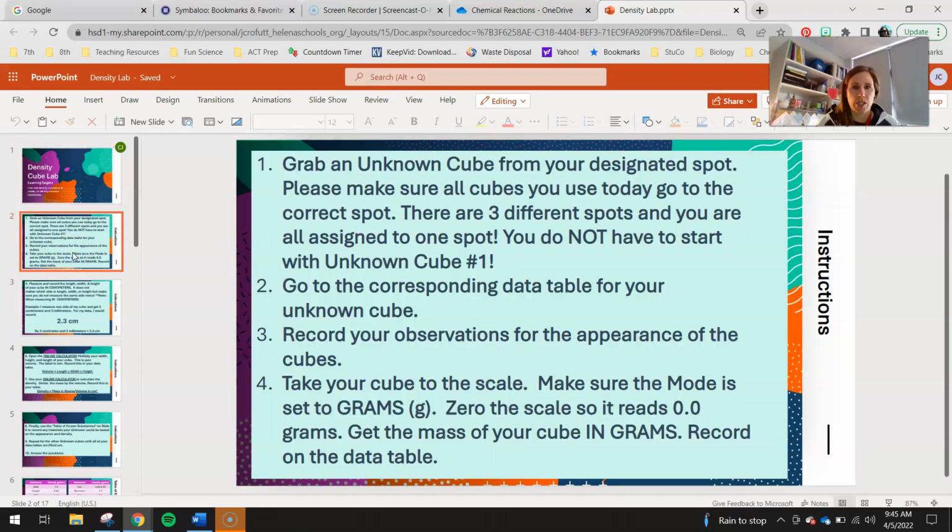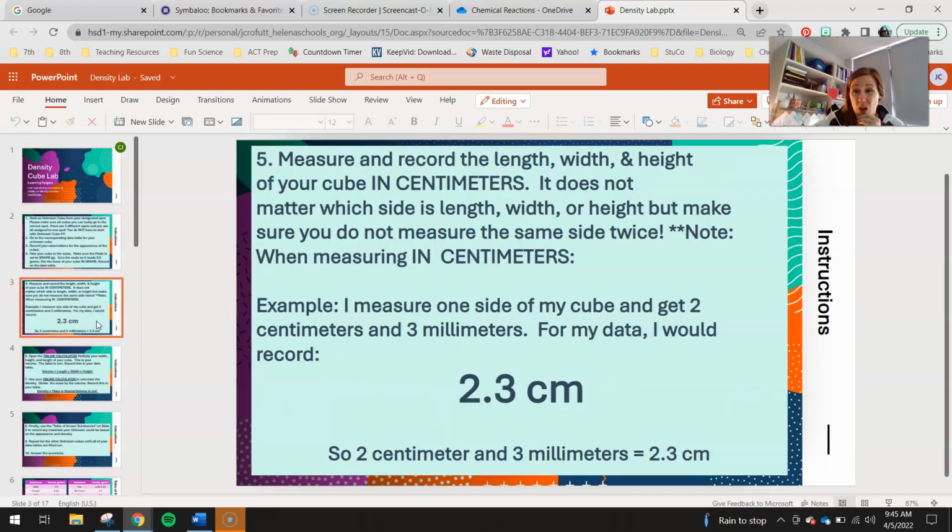Okay, here are your instructions. You will obviously see this in a video, so I'm not going to go through these too much. But what you will need to see is that you will need to get measurements for your length, your width, and your height in centimeters, which we're going to talk about on the next page. So if I measure one side, it's going to be 2 centimeters, and then if it has 3 millimeters on it, I'd call that 2.3. So 2 centimeters plus 3 millimeters is 2.3 centimeters, okay?